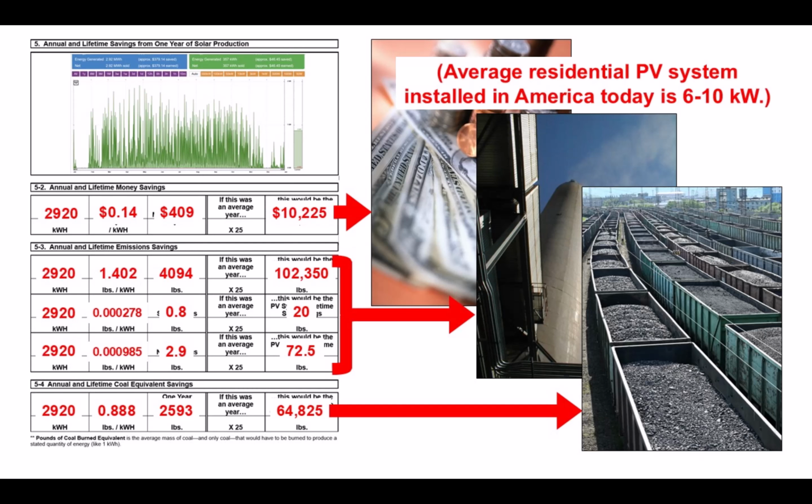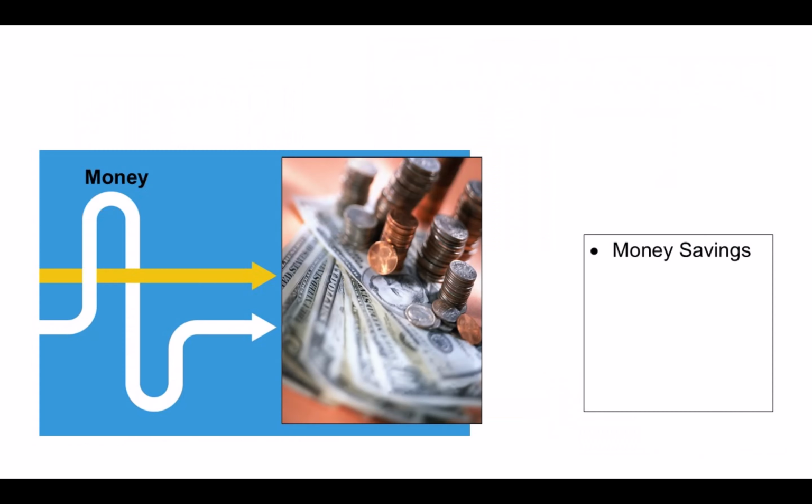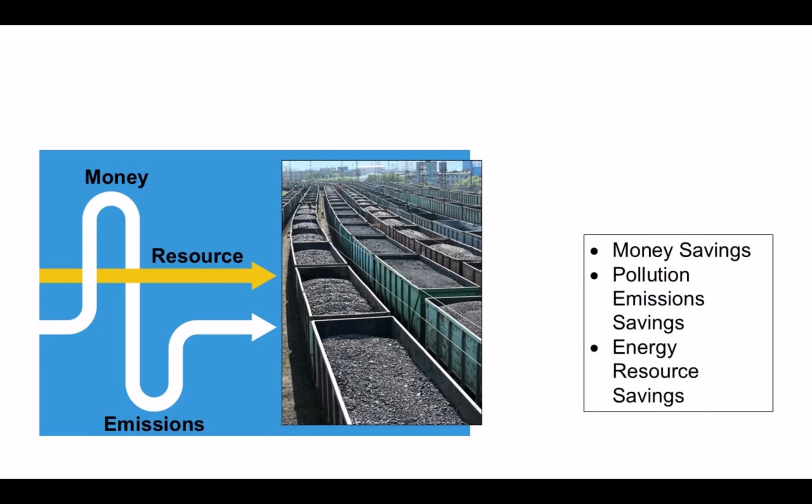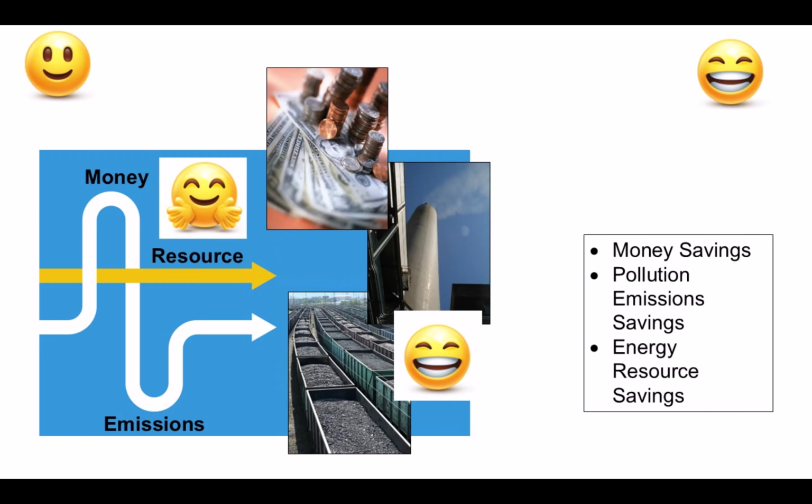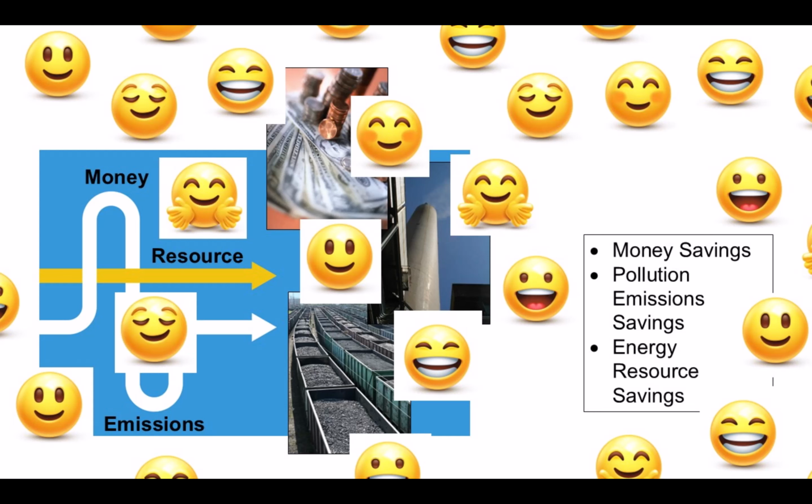These savings come from a small 2.8 kilowatt system, which is roughly 1/3 to 1/4 the size of the average residential size system installed in the United States today. Money, emissions, and resource savings. There's a lot to like about your solar array.